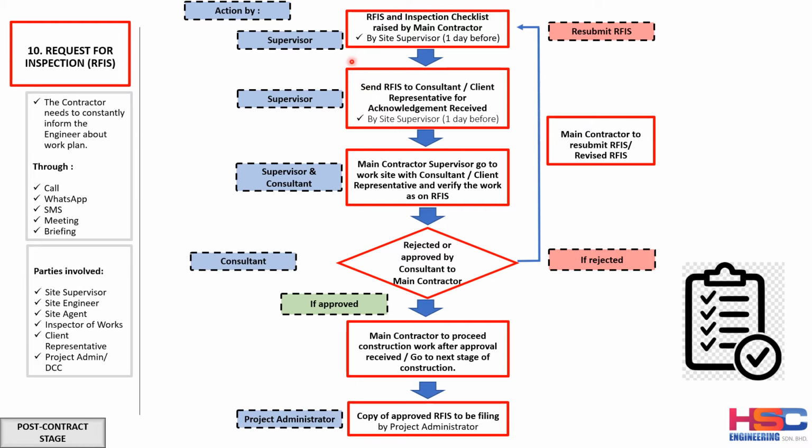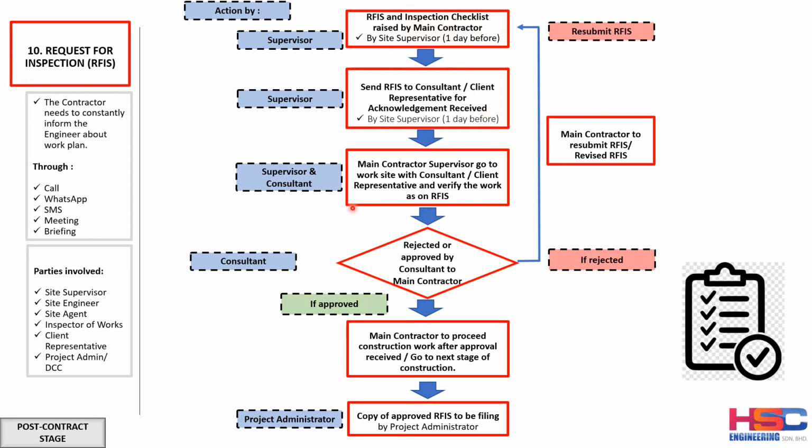Okay, the supervisor will raise an inspection checklist, RFI. The request for inspection form and inspection checklist will be raised by the main contractor, by the site supervisor, 1 day before the inspection. Once they have raised it, the request for inspection form will be sent to the consultant and client representative for acknowledgement of receipt. As per the first step, this is also to be done 1 day before. Once they prepare it, they submit to the consultant or the client.